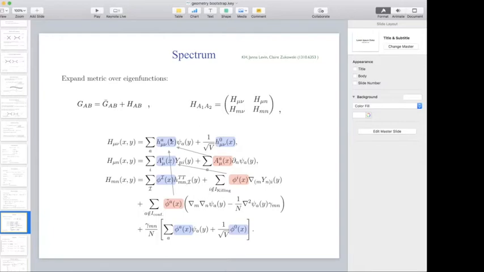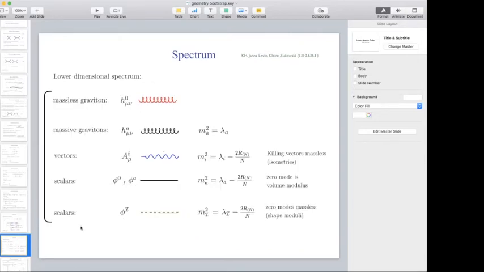So this first tower of tensors here, these are massive tensors, so they have to eat longitudinal modes consisting of a vector and a scalar. And then this tower here becomes massive scalars, so it has to eat a longitudinal mode here. So at the end of the day, the true physical modes that you get are the following. So we get a massless graviton from the zero mode of the scalar Laplacian. We get a tower of massive gravitons whose masses are determined by the non-zero eigenvalues of the scalar Laplacian. We get a tower of vectors with masses given by the eigenvalues of the Hodge Laplacian. And these vectors are massless only if the eigenvector corresponds to a Killing vector. So we get a massless vector for each Killing vector.